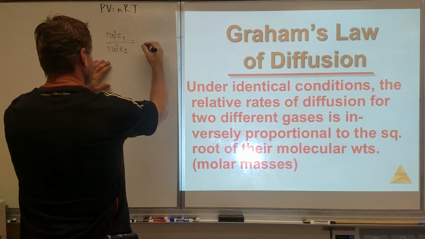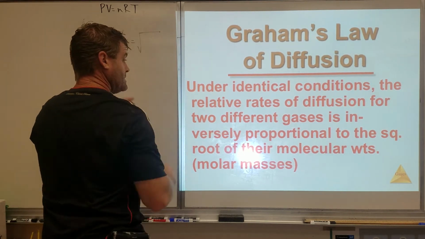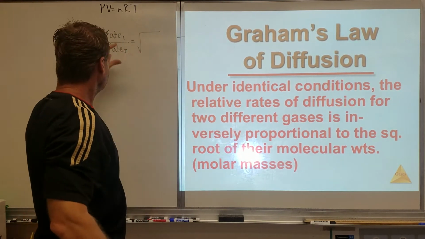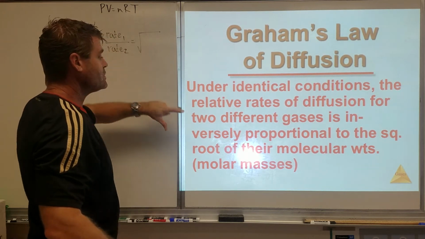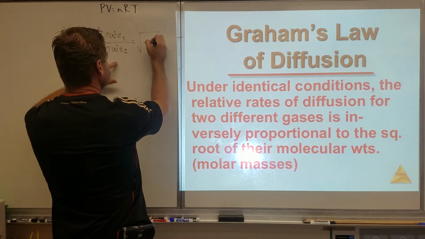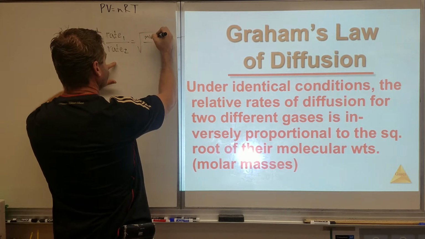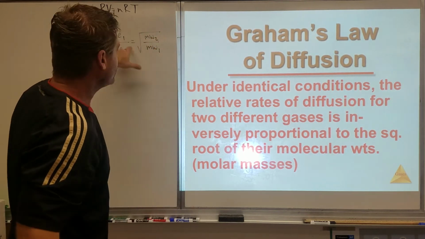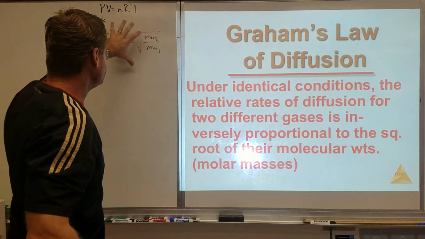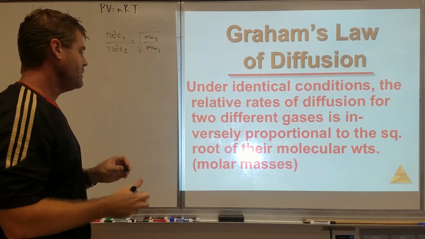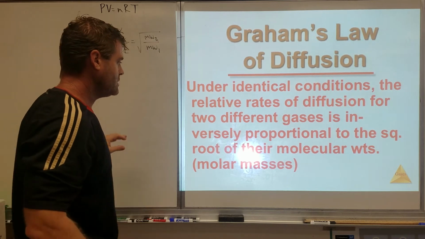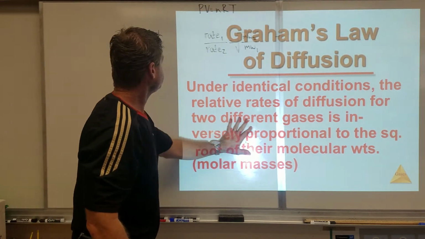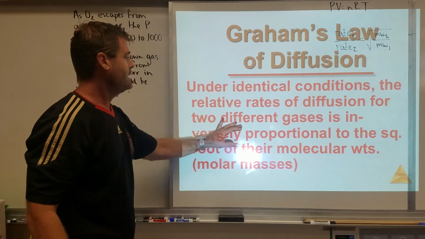Well, I see there's a square root in there. But you notice it's inversely proportional. So if this is rate 1 to rate 2, inversely proportional to their molecular weights, what I would do on top is the molecular weight of gas 2 over the molecular weight of gas 1. So I translated this into a mathematical equation that we could then use. Okay, you guys, we're going to solve one. Here's the question.